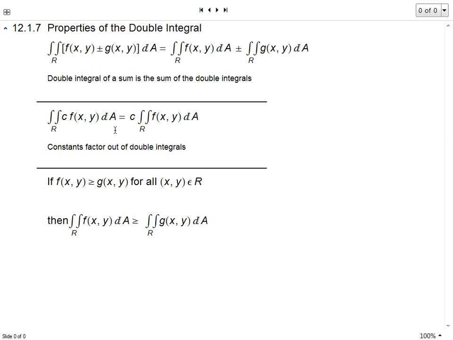Then, this one kind of makes sense. If a function f is always bigger than another function g for every x and y in some rectangle, then when you take the double integral, that means you add up the volume underneath it, and that volume should be more than the volume of the other one, because the other one was always below it or equal to it. So that should be the relationship between the volumes. Well, if you had another function on the other side, then you could say that if these two double integrals go to the same place, then the one in the middle does. But this is just a general relationship between two.